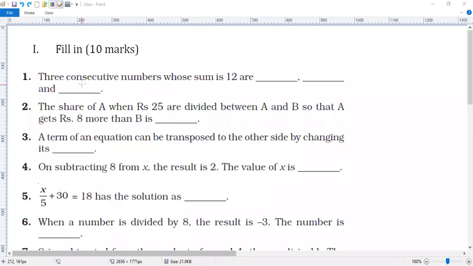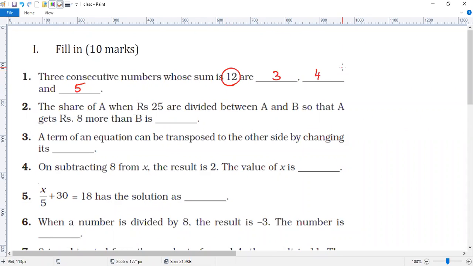So the first question is: 3 consecutive numbers whose sum is 12. And your friends have given the answer 3, 4 and 5. Right? So why is it 3, 4 and 5? 3 plus 4 is 7, 7 plus 5 is giving you 12. And this is a very small number, so it's very easy for us to find it out.